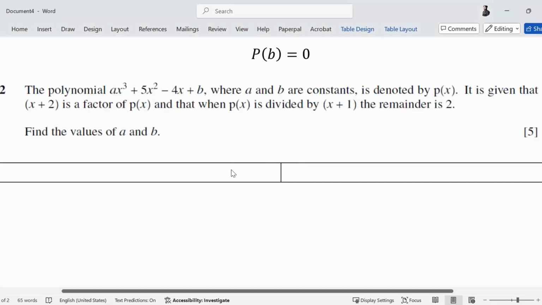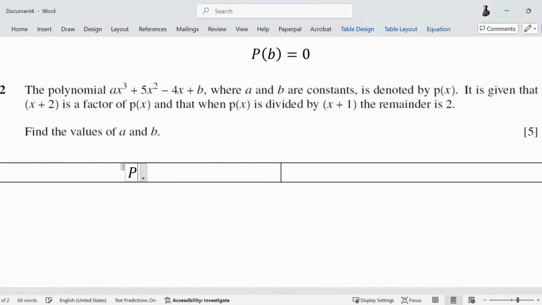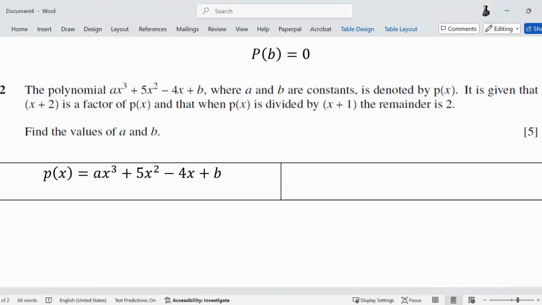The question told me it is a polynomial and already gave it a name: ax cube plus 5x square minus 4x plus b. I'll explain a little reminder of the factor theorem with the help of this question as well, so that those who didn't understand can follow. It is given that x plus 2 is a factor of p of x.